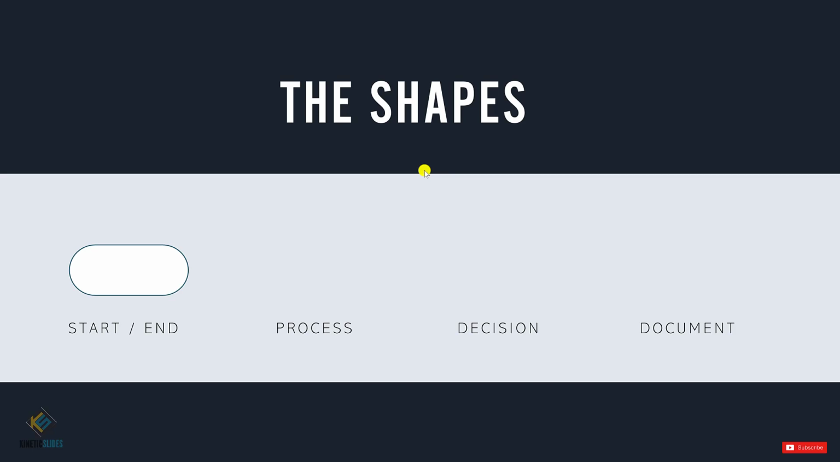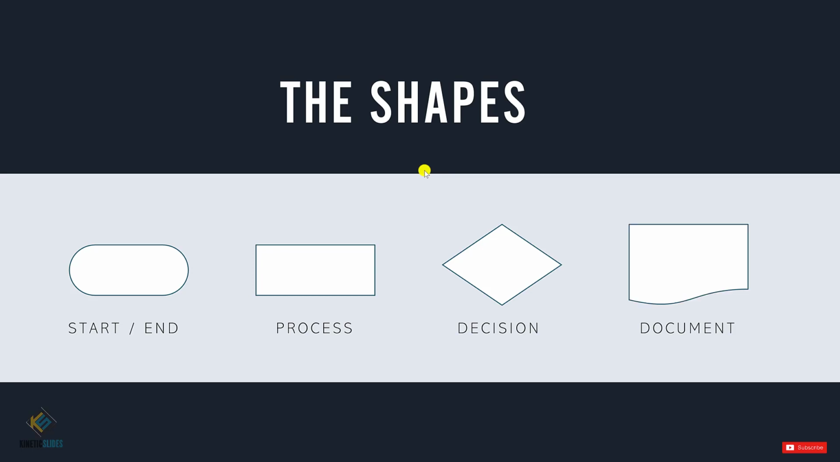The next one, to depict a process, you're gonna need to use a rectangle. If you want to depict a decision point, you use a diamond. And if you want to show a document, just use this shape. I don't know what this is called, but it's a curvy rectangle.